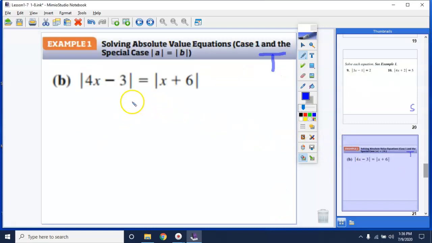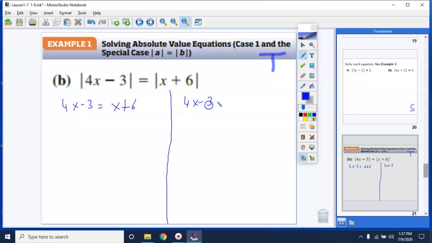What if we have an equation on both sides? It's going to be the same thing, everyone. So I'm going to do it this way. I'm going to set up two equations, and I'm going to have two solutions. In the first case, 4x minus 3 could be x plus 6. But in the second equation, 4x minus 3 could be negative x plus 6. Alright, so let's solve both cases.